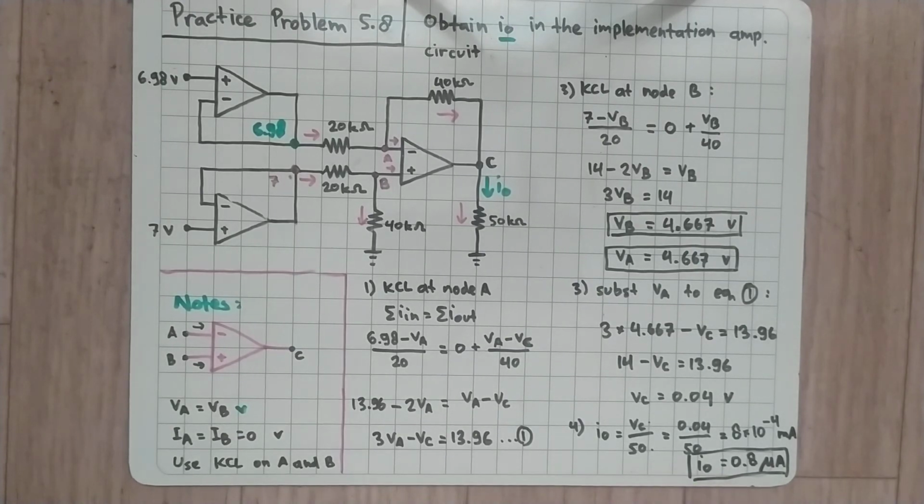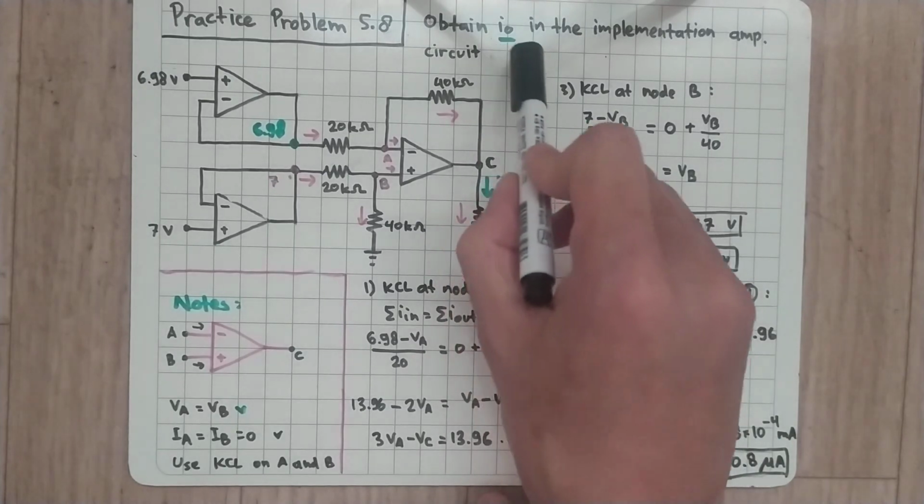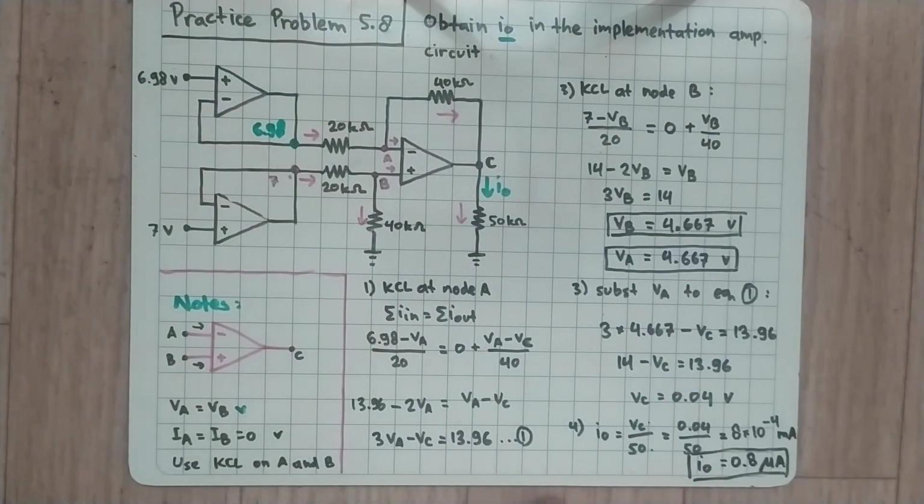This is I0, and that is the final answer of the question, which asked us to obtain I0 in the circuit. So this is the final answer, and hopefully I did not make any mistakes in the calculation.